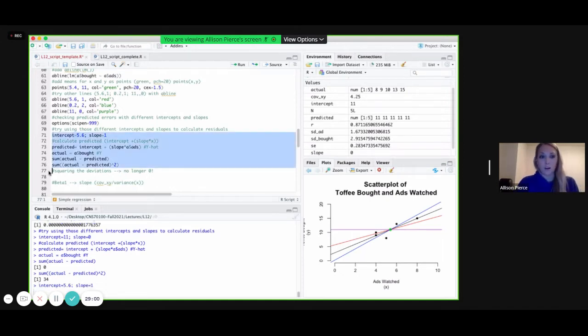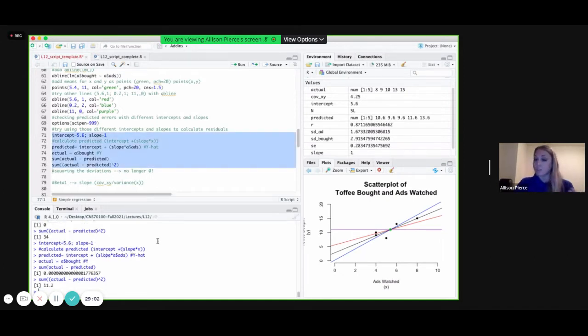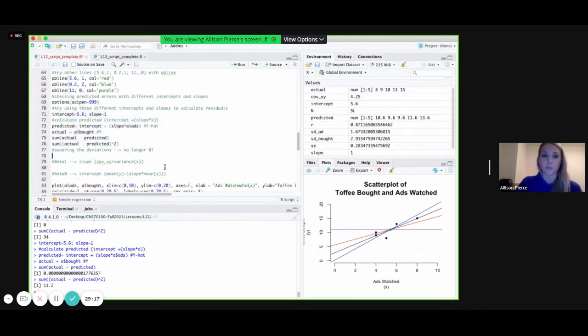So we have 34 using the purple line and 11.2 using the red line. Do you see how the summed and squared residuals are smaller? Does that make sense? So essentially, this is what we're trying to minimize. This is why it's called the least squares, because we're trying to minimize residuals.